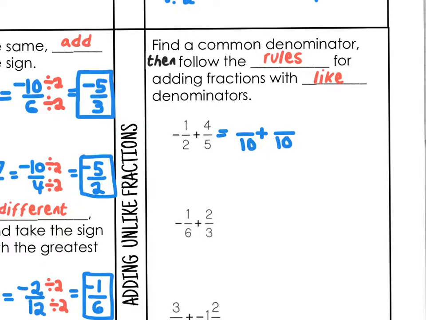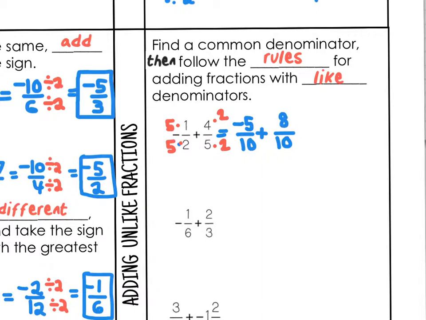Now for the first fraction, to make the 2 a 10, okay, we have to multiply it by 5. So that'll make that a 10. So I want to do that in red. So I'm going to do times 5, times 5, okay? And so now my new numerator is going to be negative 5. And then for the second fraction, I want to make the denominator a 10, so I times it by 2. So 5 times 2 is 10, so that's what you do with the numerator. You multiply it by 2, and you get 8.